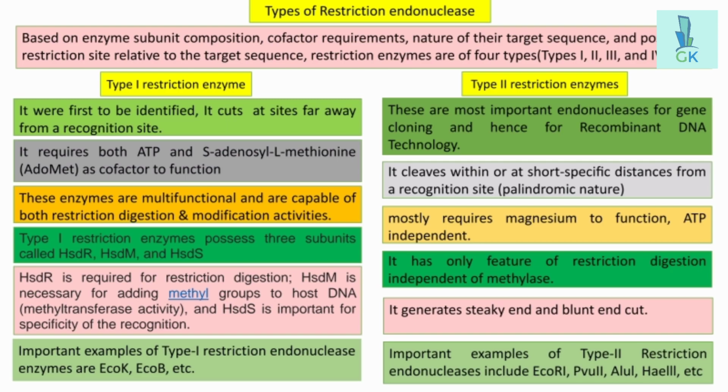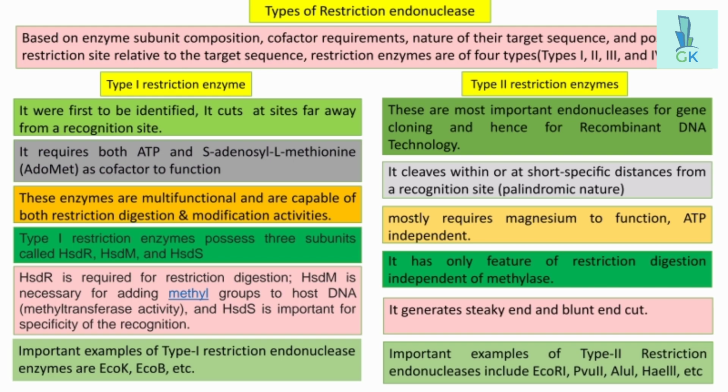On the basis of enzyme subunit composition, cofactor requirements, nature of their target sequence and position of restriction site, we can classify restriction enzymes into 4 groups, that is type 1, type 2, type 3 and type 4. Type 1 restriction endonucleases were the first to be identified. They cut DNA far away from the recognition site. They require both ATP and magnesium for proper function. They can do both restriction digestion and restriction modification.